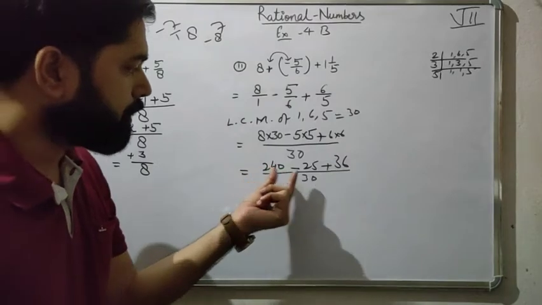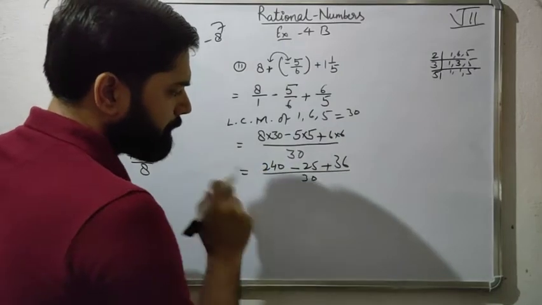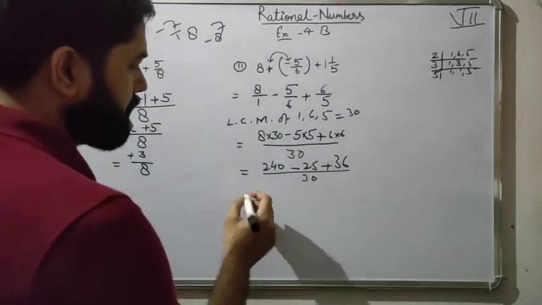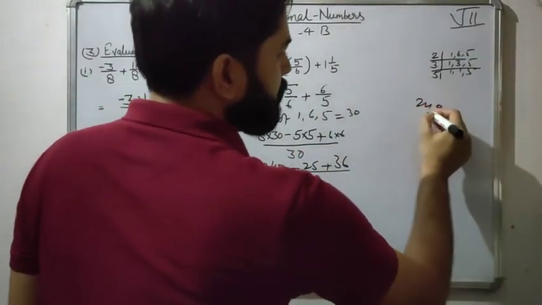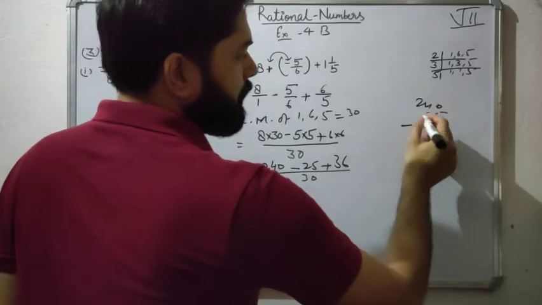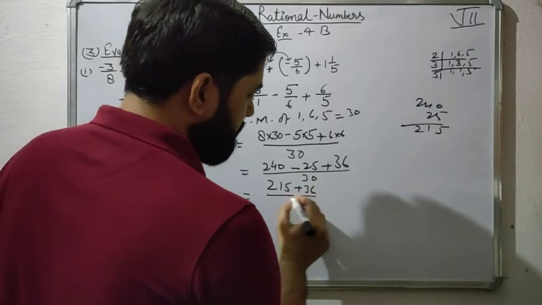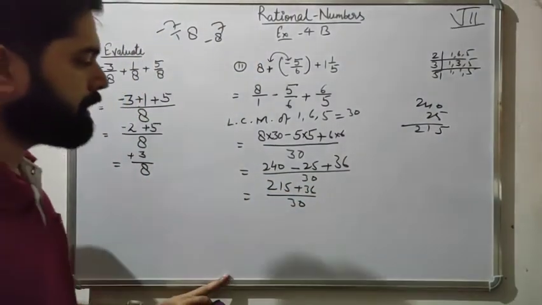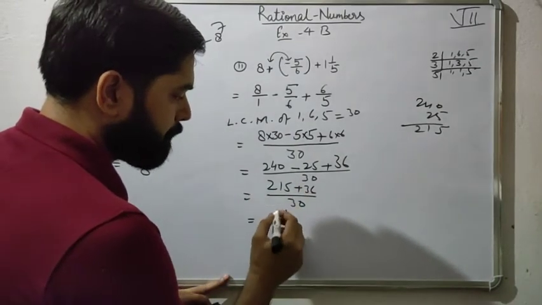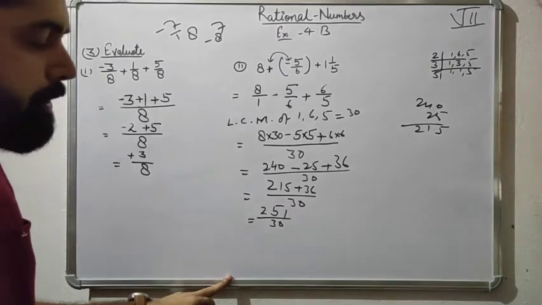So look here, 240 minus 25 plus 36. So easily we can take the first two numbers, then solve the two numbers and then we add the 36. 240 minus 25, we get 215, plus 36 upon 30, and then add both numbers. 6 plus 5 is 11, 3 plus 1 is 4, plus 1 is 2. 251 upon 30.